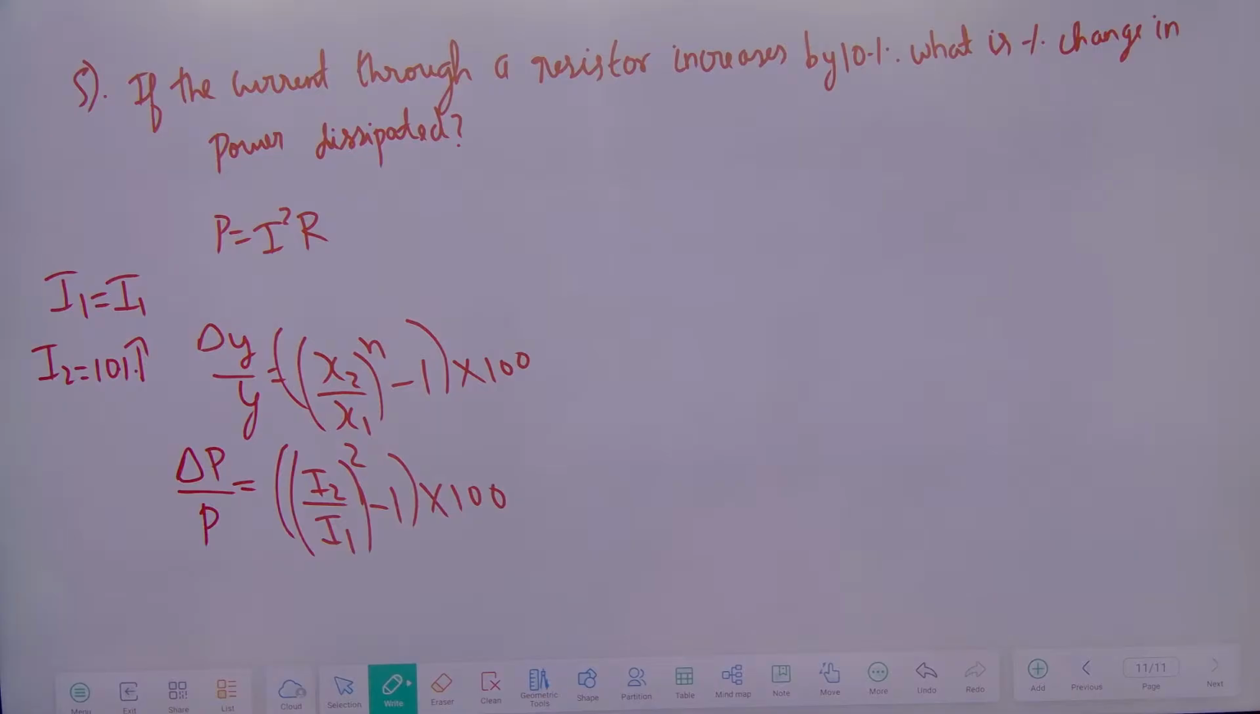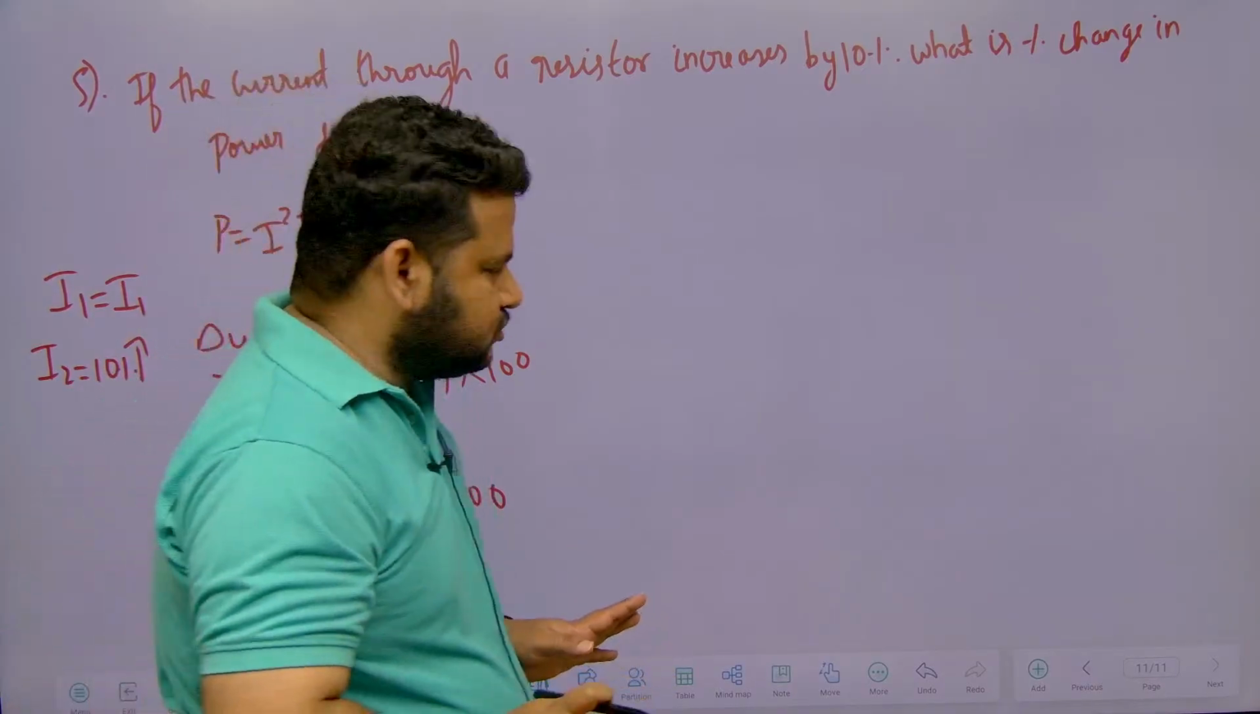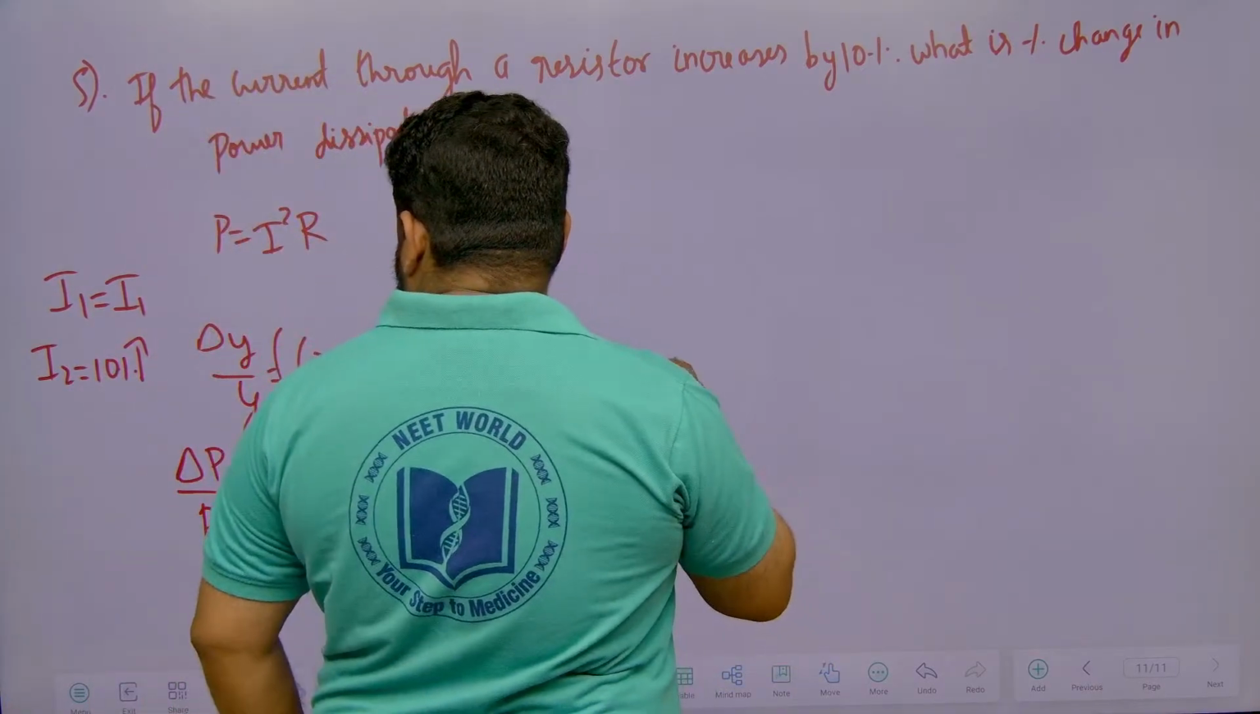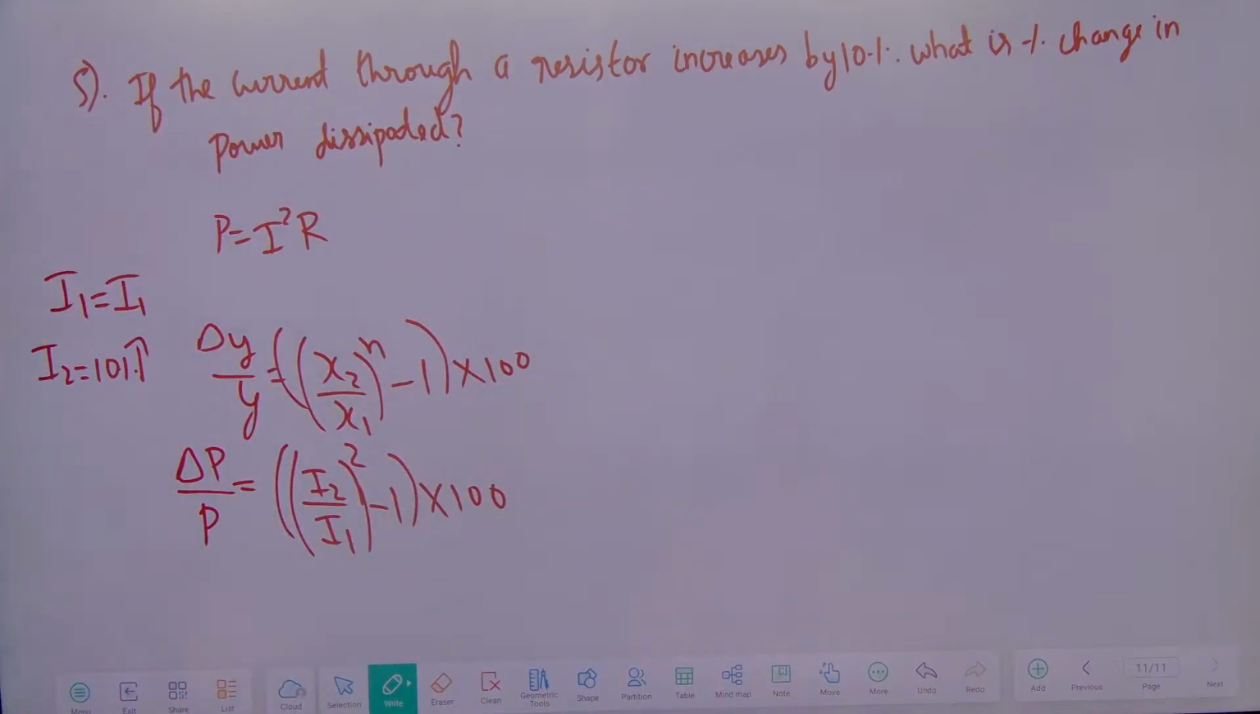Plus 10. See, there are various ways to do it. I will tell you a very shortcut method. See, if there is any percentage increase or decrease... you better learn the normal method only, you will get confused otherwise. 10% increase means you will write it as I2 will be I1 plus 10% of I1.